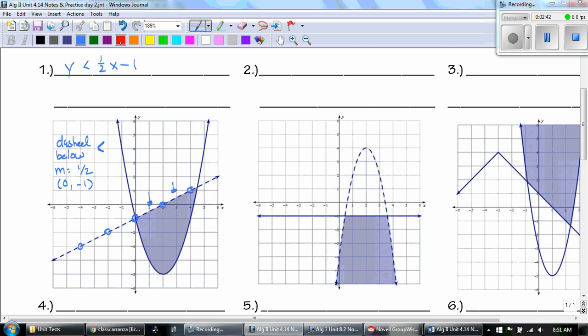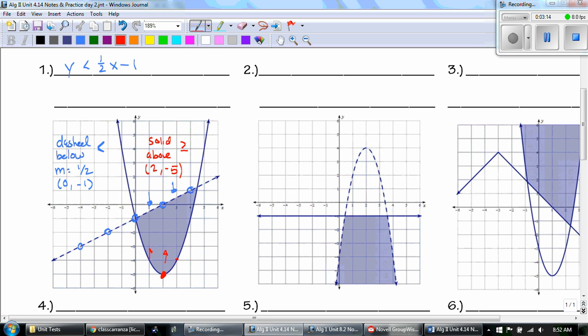Okay, now let's move on to the parabola. First things that I notice is that it is solid and they shaded above. So solid and above is greater than or equal to. The next thing we need to look at is our vertex, and the vertex is at 2, let's see, 1, 2, 3, 4, 5, 2, -5.